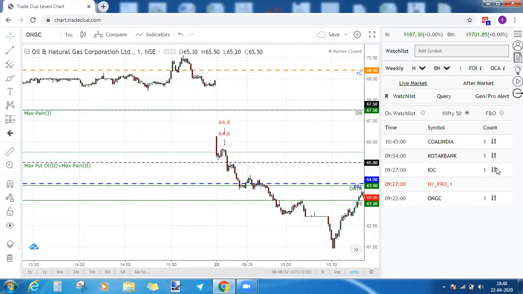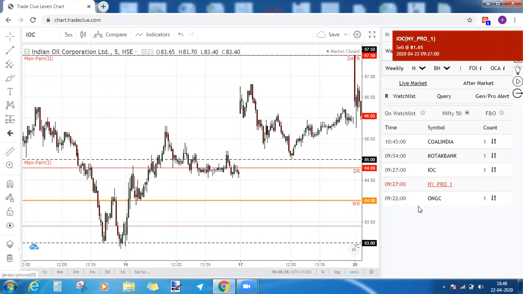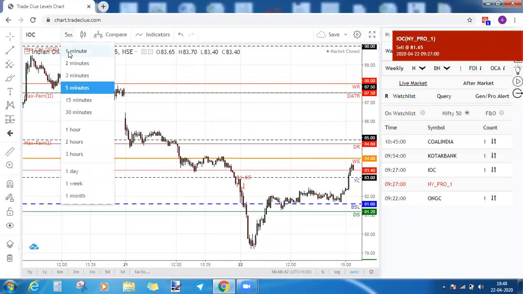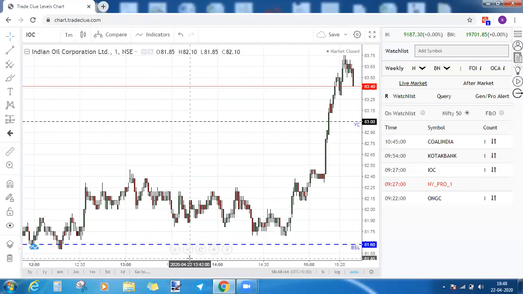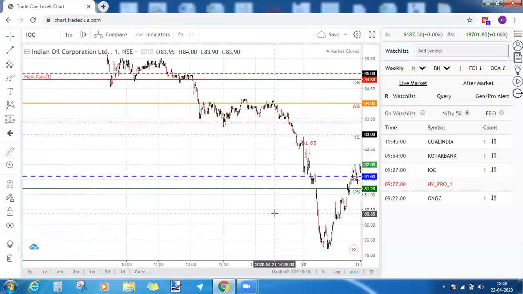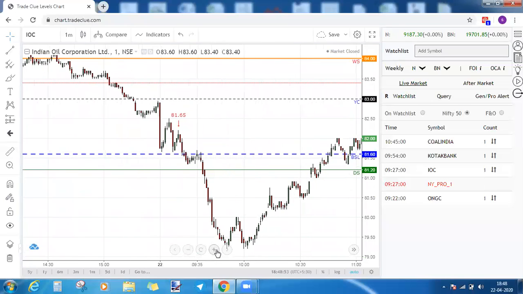Then again you have IOC. Even that was generated on 1 minute time frame, and even that fell under NY Pro. So shift to 1 minute time frame and go to 9:27. What was the price action in Indian Oil Corporation? So this is the big red candle that you can see today where the price opened.